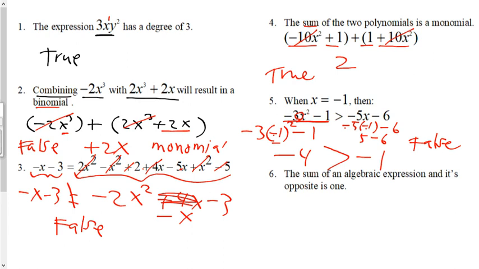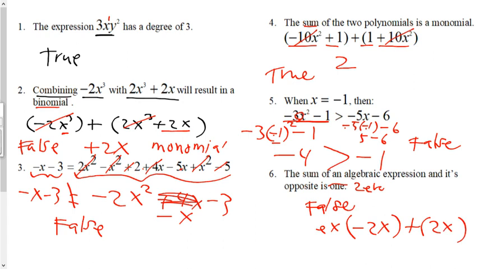Question 6, the sum of the algebraic expression and its opposite is 1. The answer is false. We know this because on our test, we know that the sum of an algebraic expression and an opposite is 0. Right? And we can give an example if we wanted to. Example, negative 2x, the sum and its opposite. These two together don't make 1. They make 0.